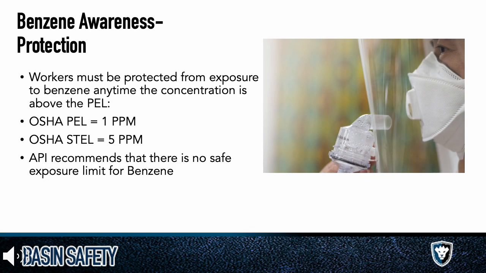We'll go over some protection you can have from benzene. Workers must be protected from exposure to benzene anytime the concentration is above the permissible exposure limit, or PEL. The OSHA permissible exposure limit is 1 part per million. So out of an 8-hour workday, you could be exposed to 1 part per million during that 8-hour workday. The short-term exposure limit is 5 parts per million. So for 15 minutes a day, you can be exposed to 5 parts per million of benzene before it has serious negative health effects. API recommends that there's no safe exposure limit for benzene, though.